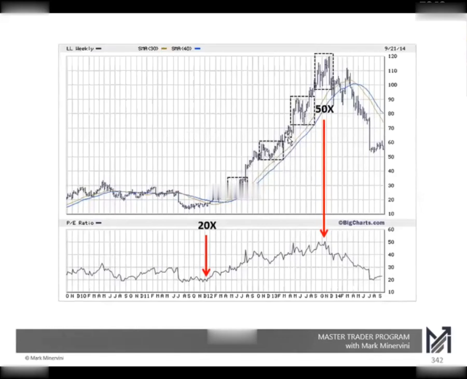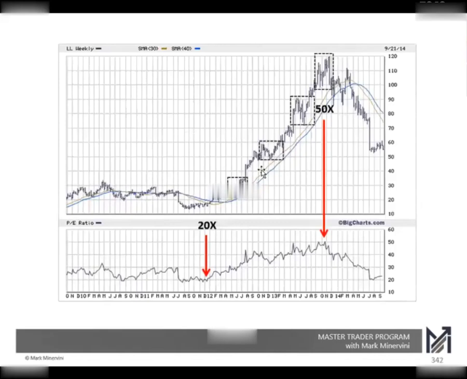This is a small base here. So you can even make a case. This is 3, 4, 5, or 1, 2, 3, 4. When I'm counting bases, I want to see pretty good sized bases. So again, we go from 20 times earnings to 50 times when we get up here. So now we're like 2.5 times, right? More than 2 times. So the stock has moved up a lot faster than the earnings.